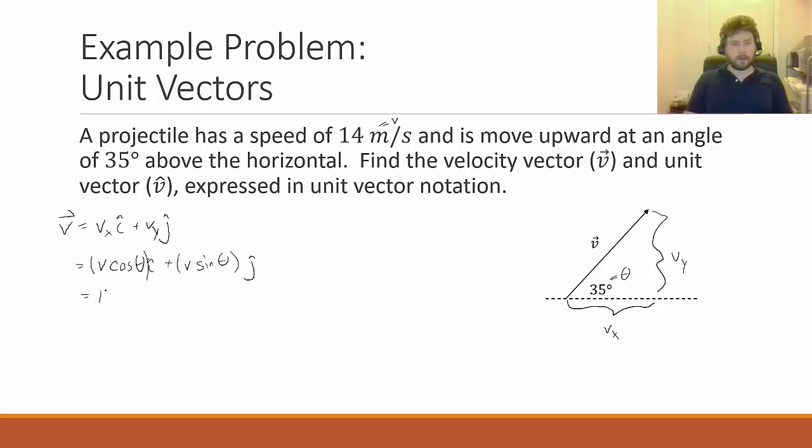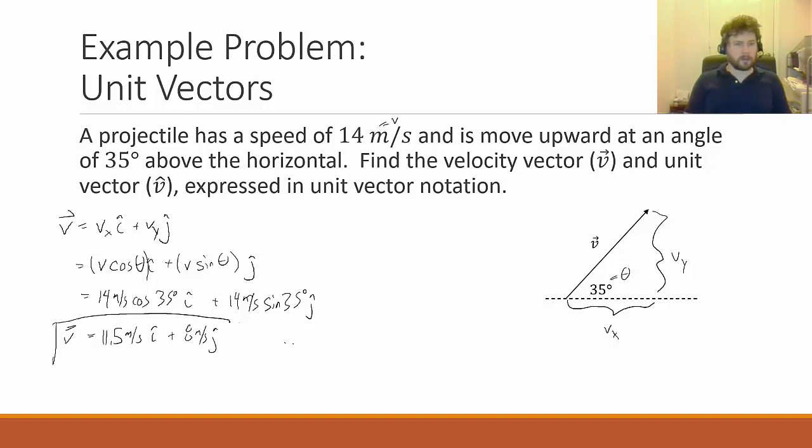So if I just plug in 14 meters per second cosine of 35 degrees i hat plus 14 meters per second times sine of 35 degrees j hat. When I plug in, I get 11.5 meters per second i hat plus 8 meters per second j hat. So that's my velocity vector in unit vector notation.